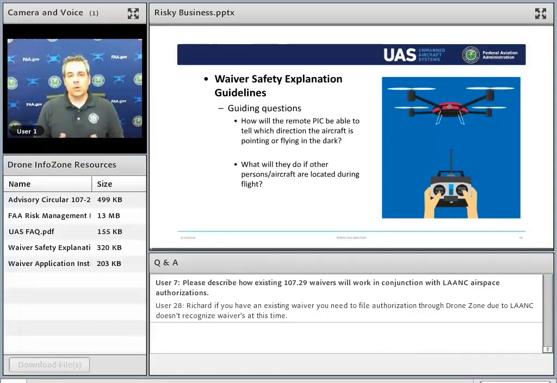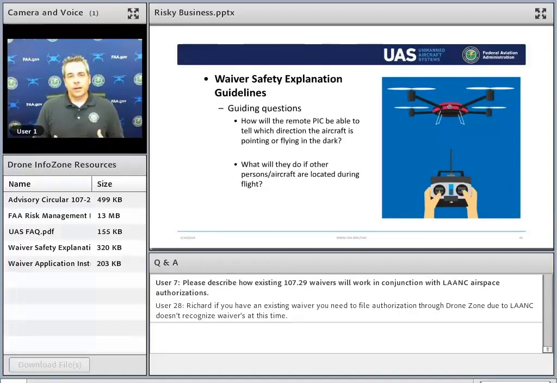So I put up a couple of guiding questions here on the screen to help you understand what we mean by these guiding questions and how they help you do risk assessment. The first one is obviously for a daylight waiver. And the question is, how will the remote PIC be able to tell which direction the aircraft is pointing or flying in the dark? That's a real basic question we have outlined in our Waiver Safety Explanation Guidelines for the daylight waiver.